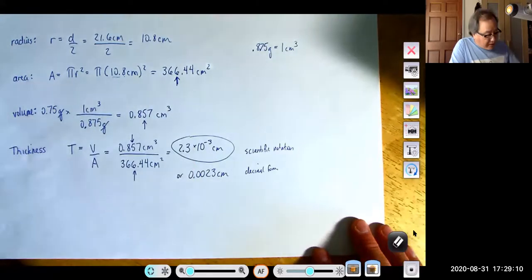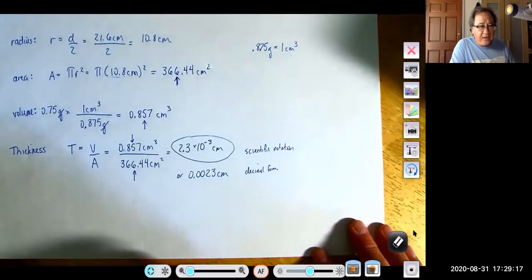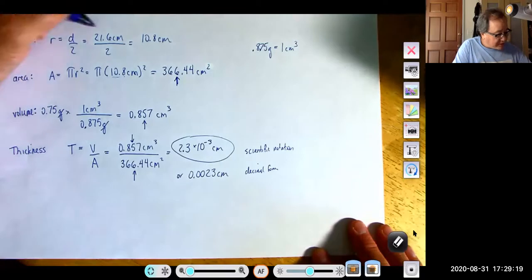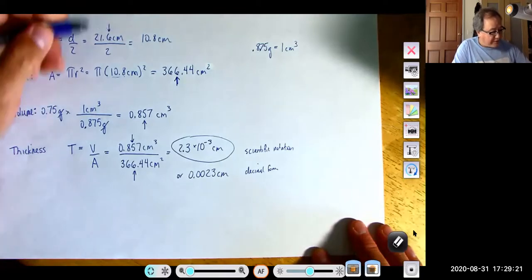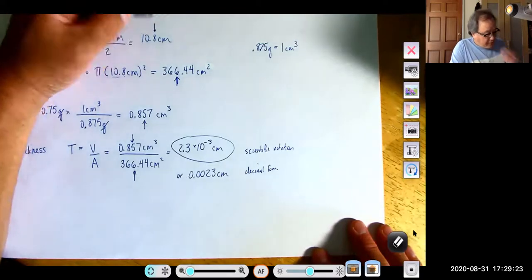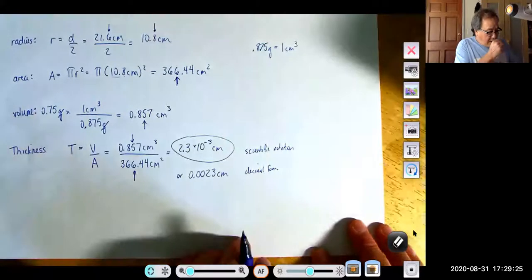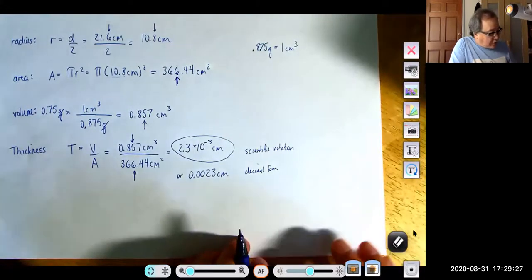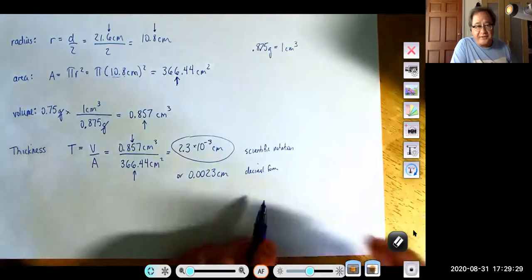Now, what is my little arrow here for? It's to remind me of where I need to round when I'm done. Here, there's no issue because this is good to 3 sig figs. This is good to 3. But here there is an issue. So the arrow tells me I'm good to the 1s.